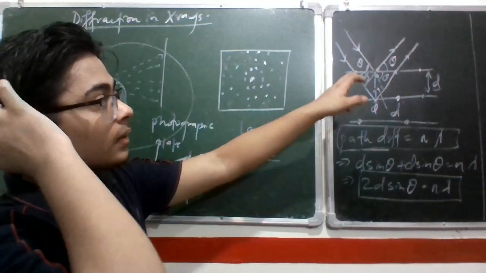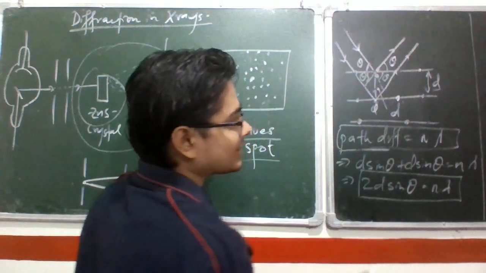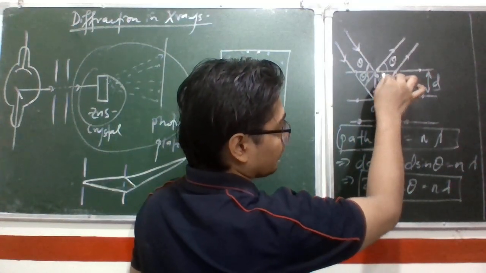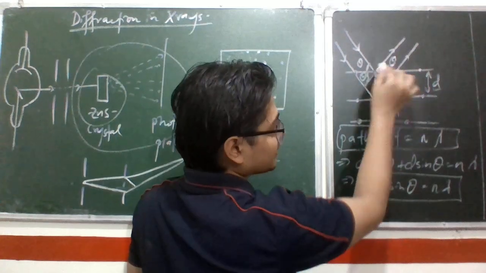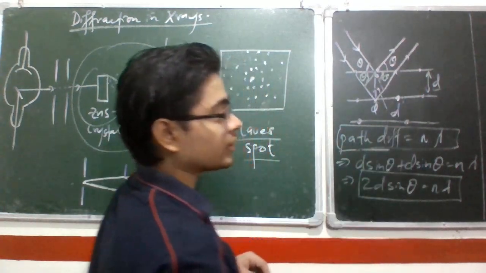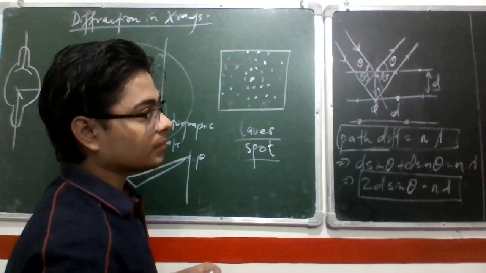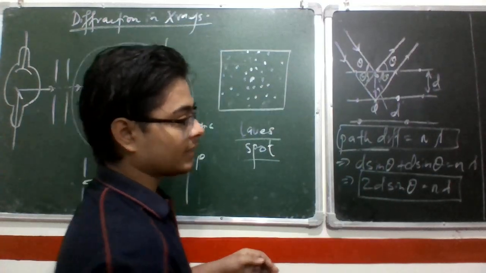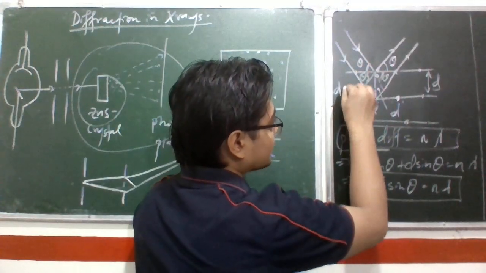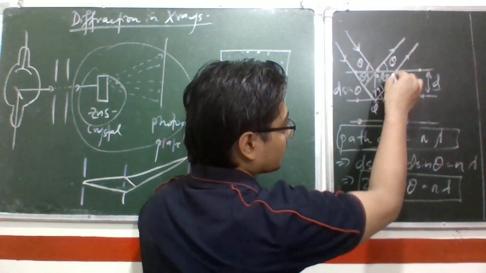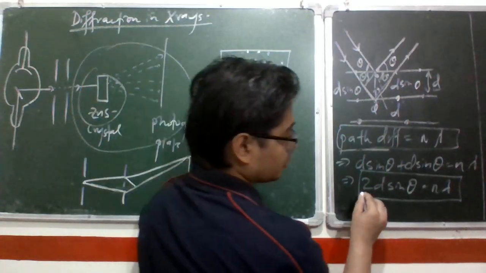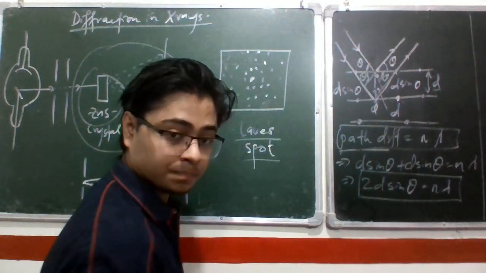So if we suppose theta to be the glancing angle, by using the vertically opposite angles argument, we can consider this to be theta, similarly this to be theta. And if we use a simple trigonometric ratio, we would find that this path difference is given by d sine theta, and this one is also d sine theta. So the total path difference here would be 2d sine theta equals n lambda.